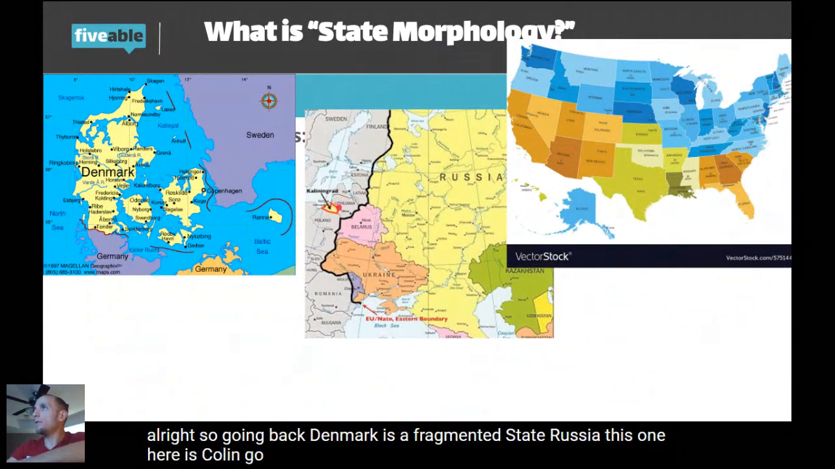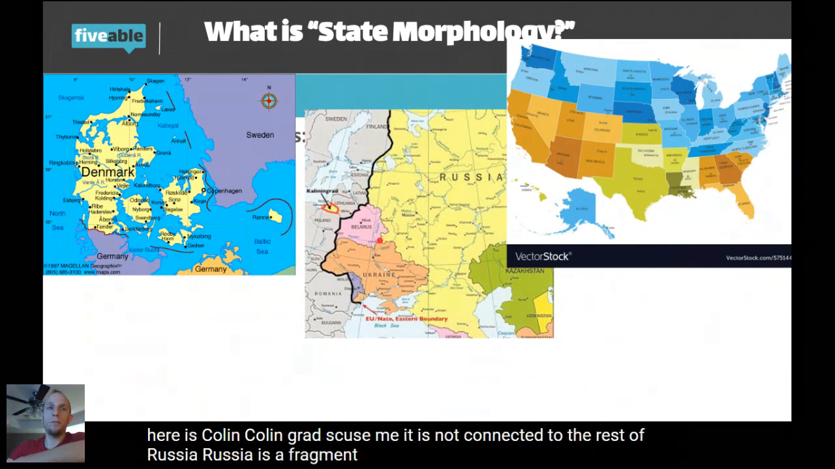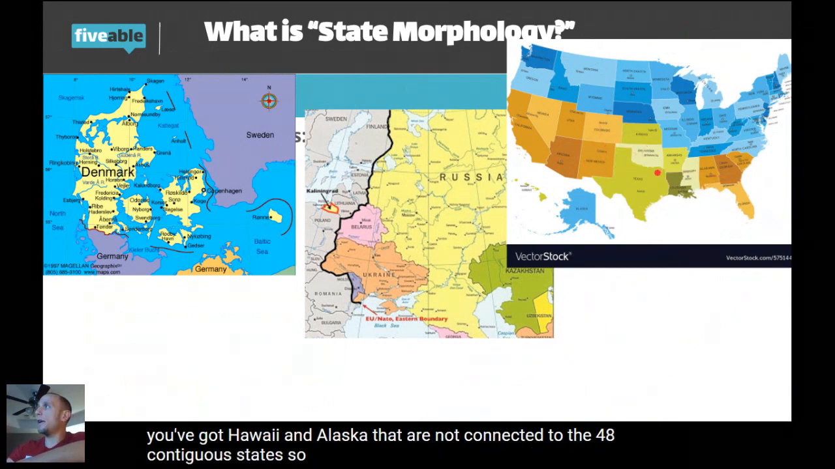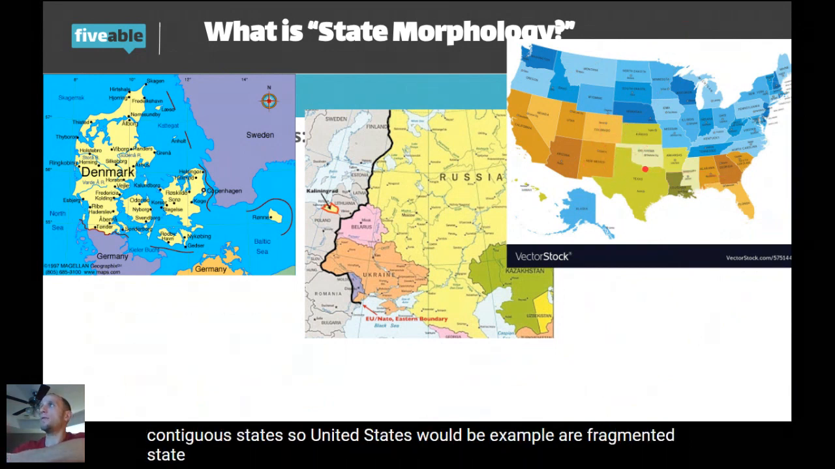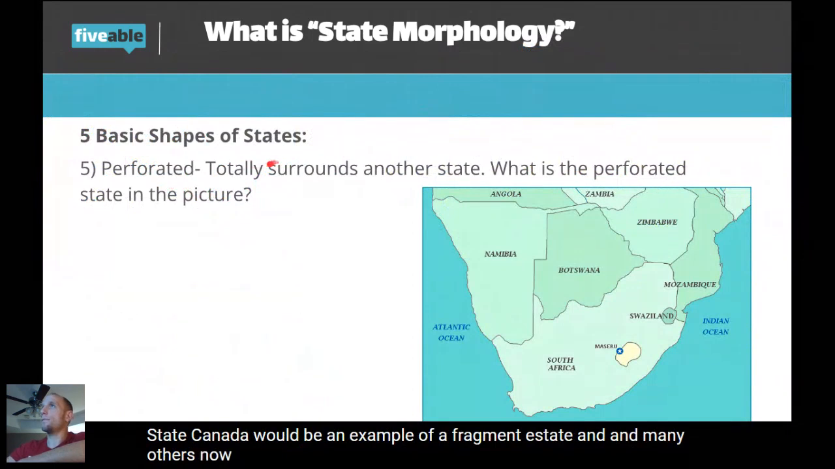Russia. This here is Kaliningrad. It is not connected to the rest of Russia. Russia is a fragmented state, you could argue. In the United States, you've got Hawaii and Alaska that are not connected to the 48 contiguous states. So the United States would be an example of a fragmented state. Canada would be an example of a fragmented state, and many others.